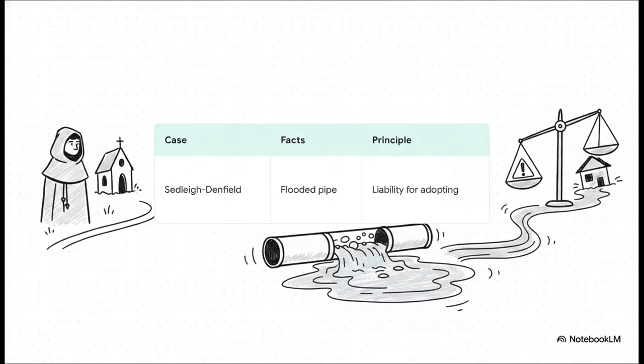A truly classic example here is Sedleigh-Denfield versus O'Callaghan. So you've got this order of monks, right? They owned a ditch where some trespassers had laid a water pipe. The pipe didn't have a proper grate, it ended up getting totally blocked, and boom, it flooded the neighbor's land. Now, the monks obviously didn't lay that pipe, but they knew it was there and they completely ignored it. The big legal takeaway? An occupier who knows about a danger and just lets it continue is fully liable in nuisance.